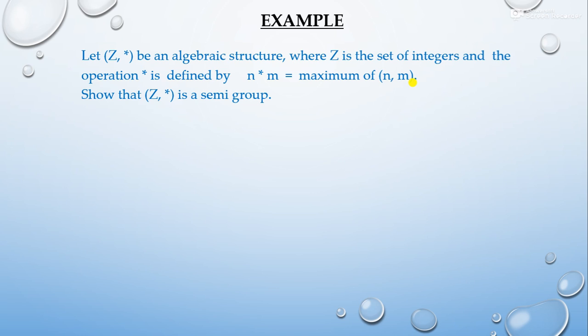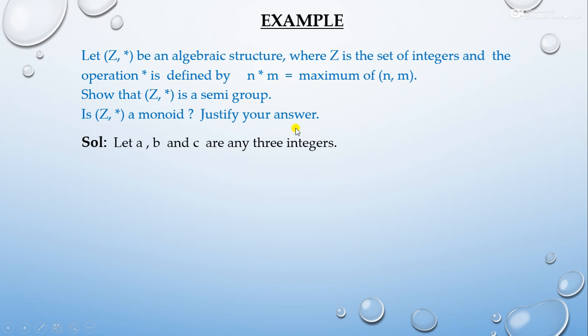We have to show that this is a semigroup, and next we have to find whether it is a monoid also or not. First, for the semigroup, what properties do we have? To become a semigroup, the set must have the closure property and the associative property. If it holds both these properties, we can say that it is a semigroup.